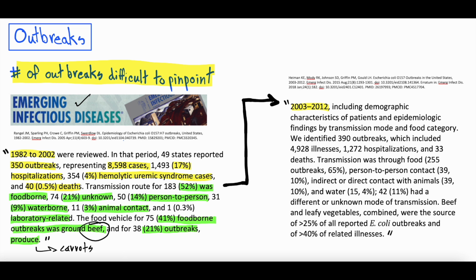So that was till 2002. These individuals then came back and did it again, 2003 to 2012. What they found was that there were 390 outbreaks during this time, which was almost 5,000 illnesses.